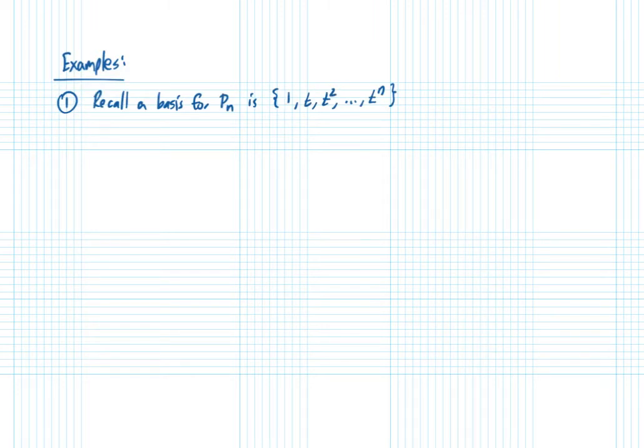So remember we said that a basis for Pn just has all of the powers of t starting from t to the 0 and going all the way up to t to the n. So there's n plus 1 things on that list. And that means that the dimension of Pn is n plus 1.